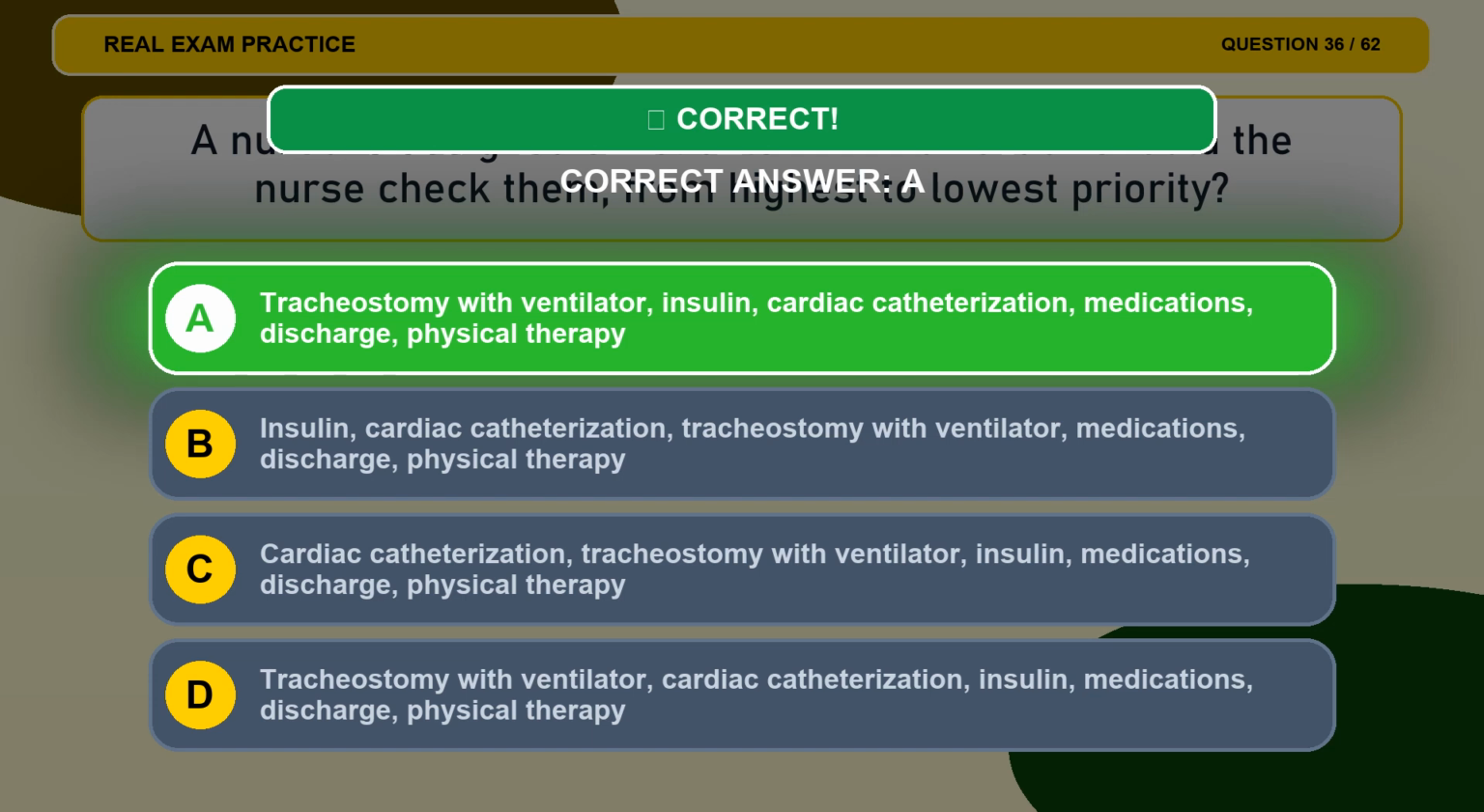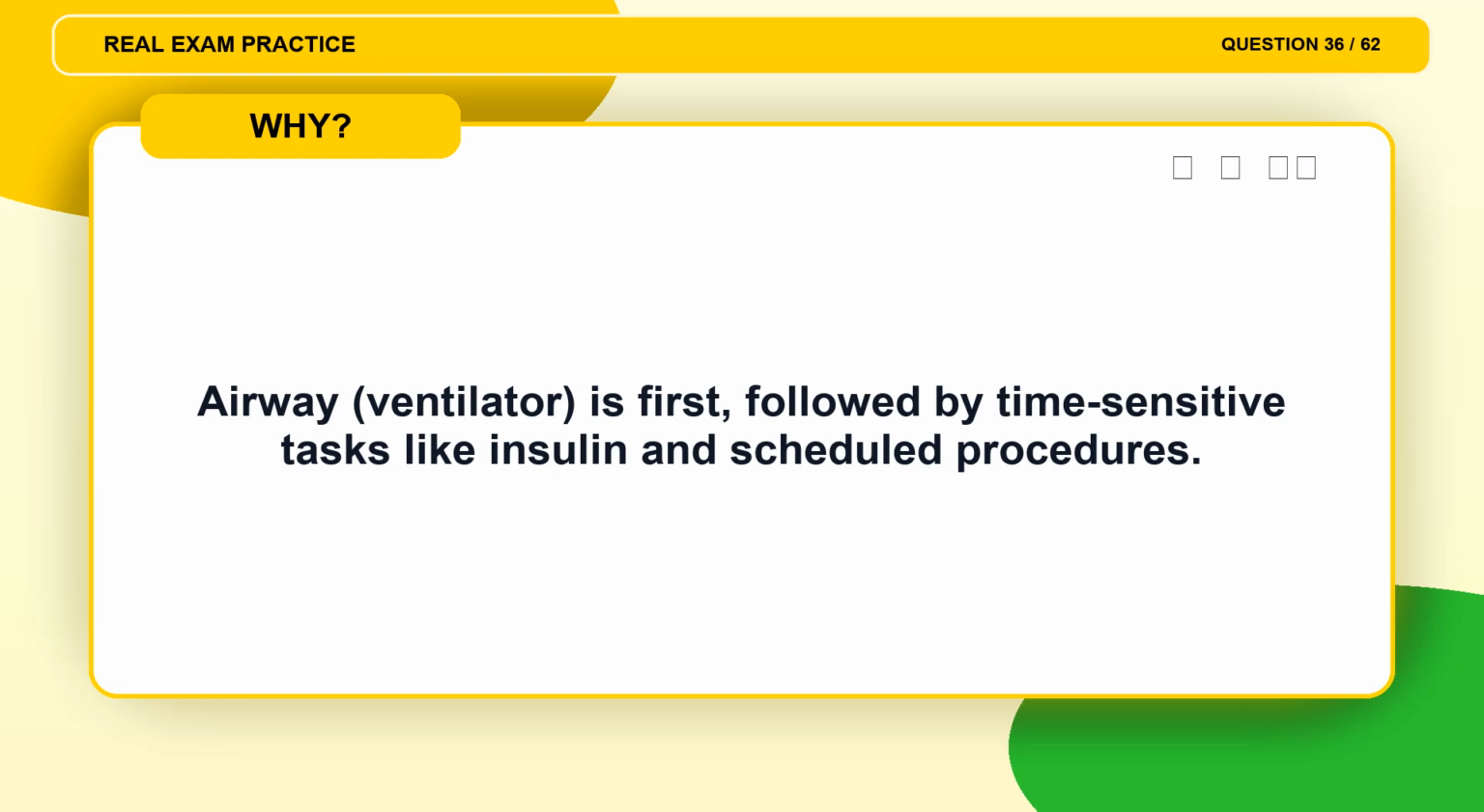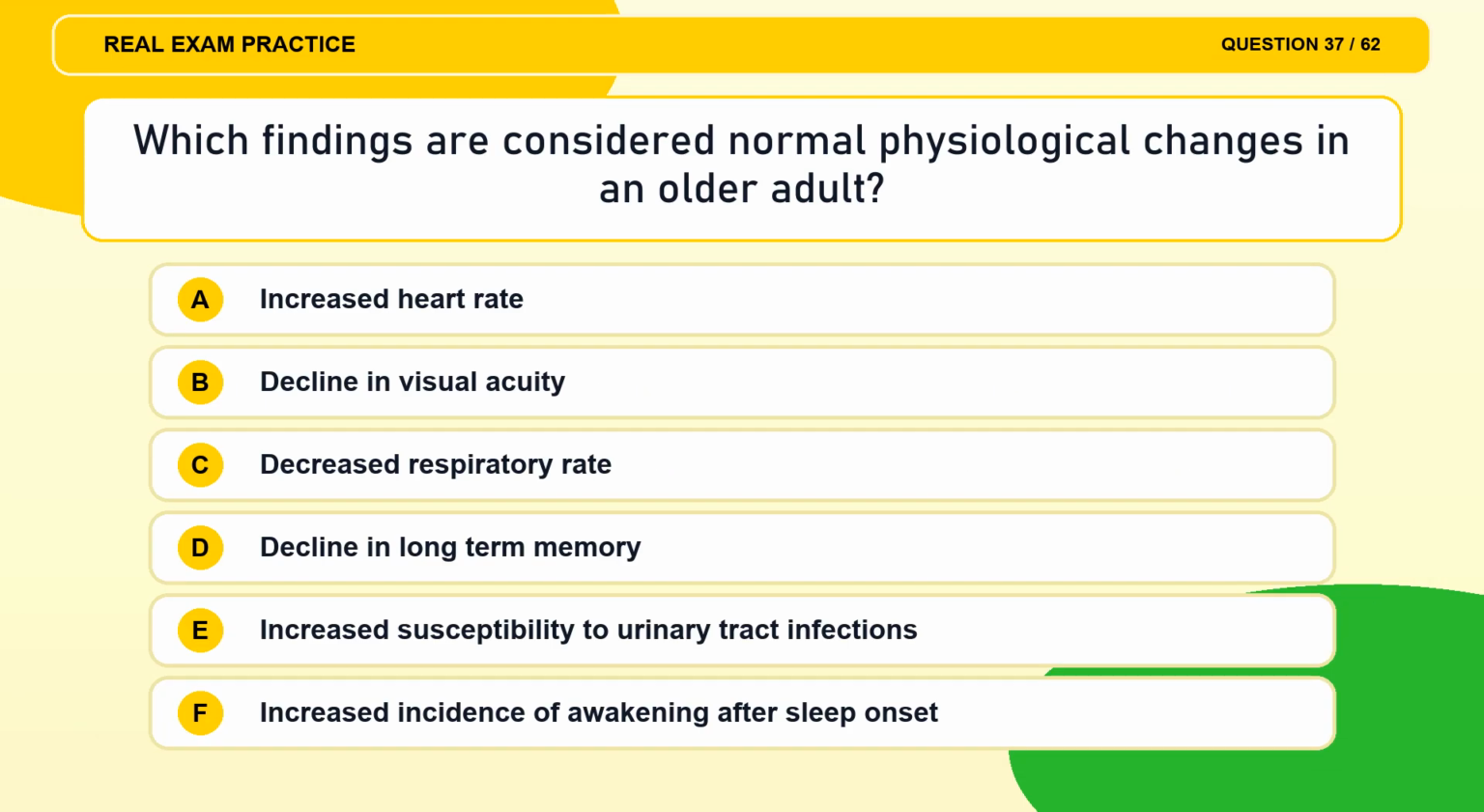The correct answer is option A, tracheostomy with ventilator, insulin, cardiac catheterization, medications, discharge, physical therapy. Airway, ventilator, is first, followed by time-sensitive tasks like insulin and scheduled procedures. Question 37. Which findings are considered normal physiological changes in an older adult?